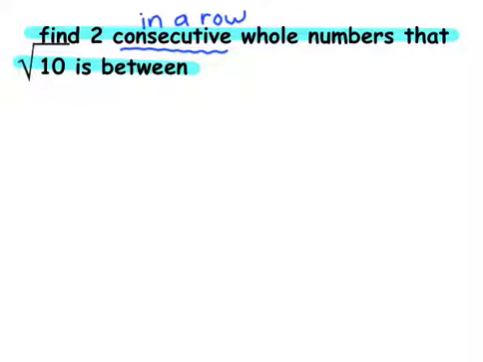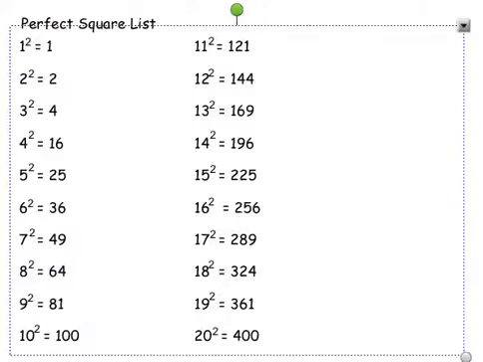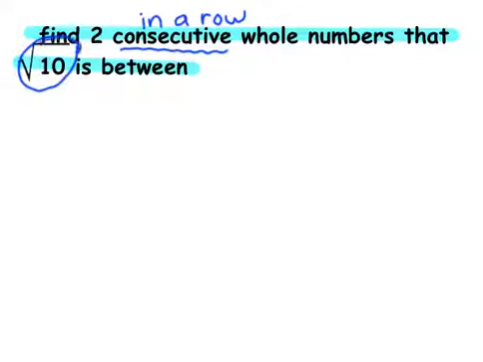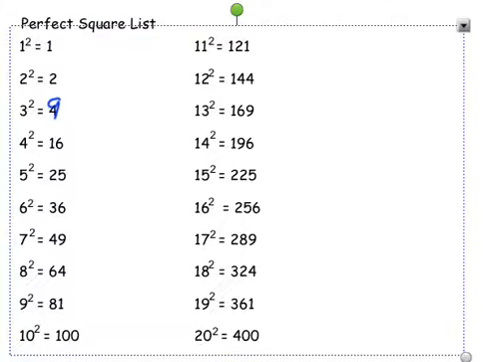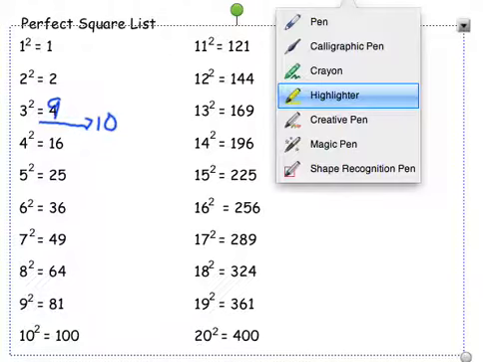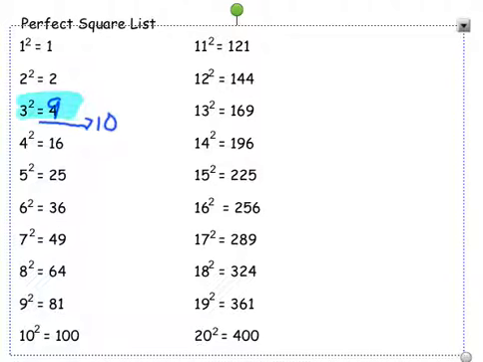Now, I already told you that there's no answer for this. 10 is not a perfect square. 10 is not on my list. 10 is not anywhere on here. So I'm trying to think about where this number is close to on our list. Number 10 would be right here. So that means the square root of 10 is close to the square root of 9 and the square root of 16.